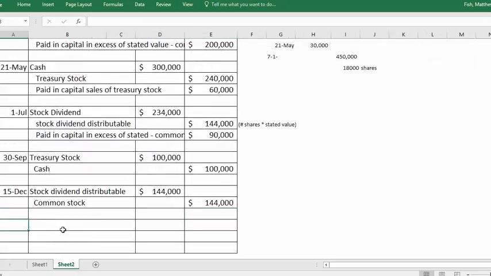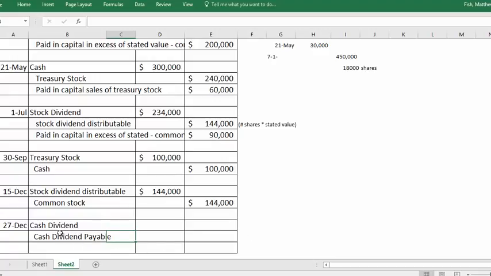December 27th is the next transaction. On December 27th, we declare a 20-cent per share dividend on all the common stock. Okay, so we actually declare, so we would have a cash dividend as one of the accounts and a cash dividend payable. Those are the two accounts. This is a liability account. This is a contra equity account.